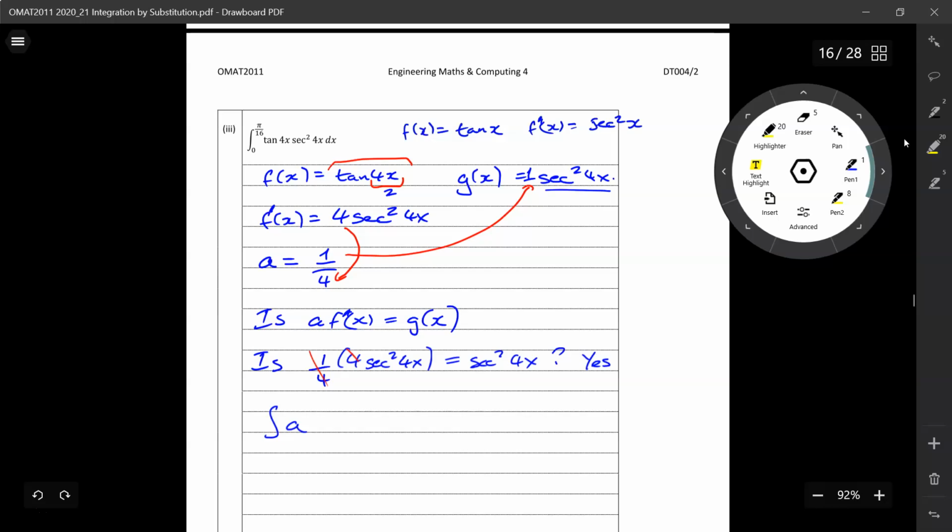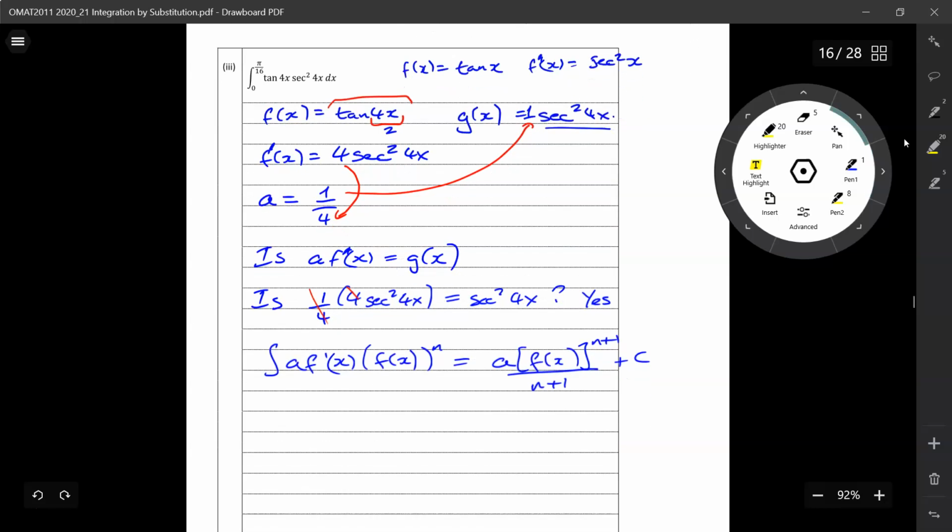And our rule is as follows: the integral of a times f prime of x times f of x to the power of n is equal to a times f of x, and you raise the power by 1 and you divide by the raised power. And that's the general rule that we're going to apply here.